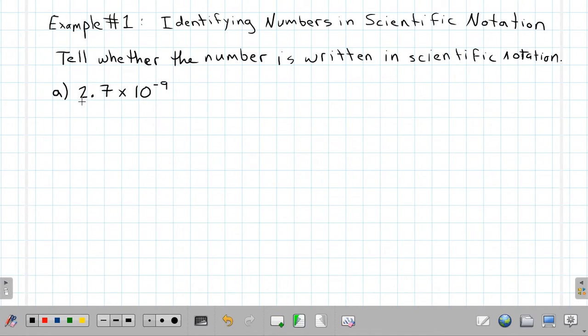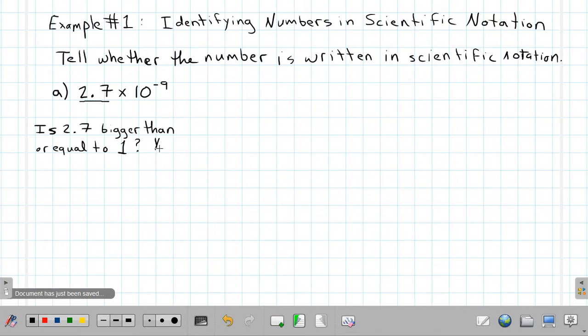So the first question we need to ask is about this 2.7. Is 2.7 bigger than or equal to 1? Once again, just knowing how numbers work and how to tell if one number is bigger than the other, the ones place here is a 2, the ones place here is a 1, so 2 is bigger than 1. So yes, 2.7 is bigger than or equal to 1.